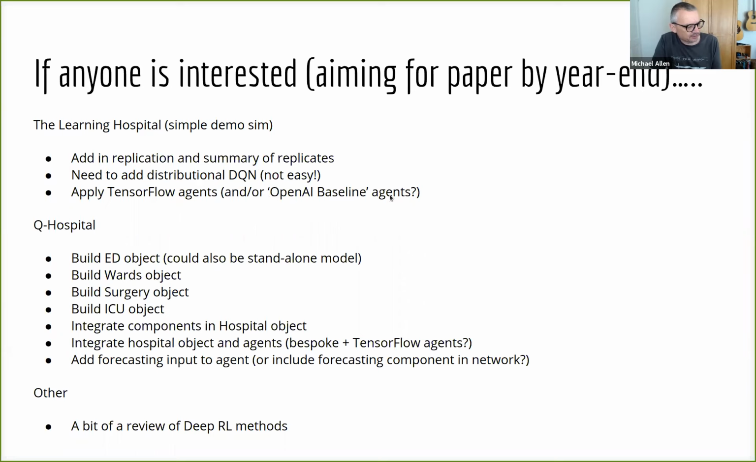And they, I think, are ahead of TensorFlow in creating good agents that you can take off the shelf-ish. Then for the Q hospital, we need to build the ED object. That could also be a standalone model that we could get to interact with an agent. Build the wards, surgery, ICU, basically build everything, integrate it all, get it to talk to the agent. Actually, that's sort of done. And adding a forecasting input to the agent, or including some kind of forecasting within the network itself. And then at some point, a bit of a review of what other deep reinforcement learning methods are out there that we perhaps ought to get some simple examples working for.